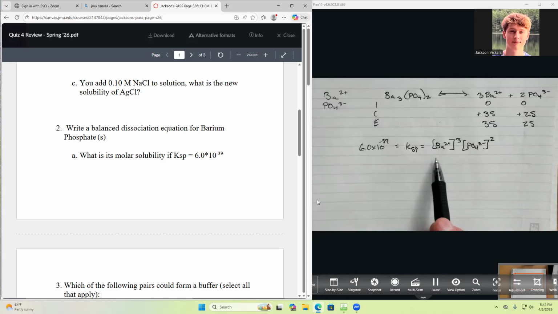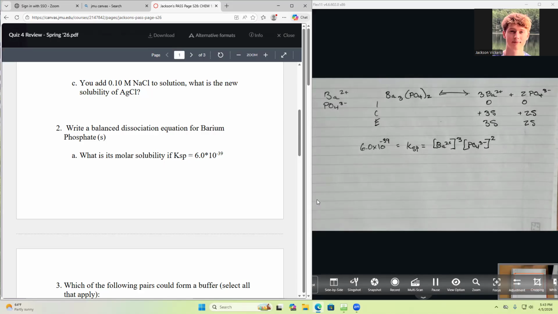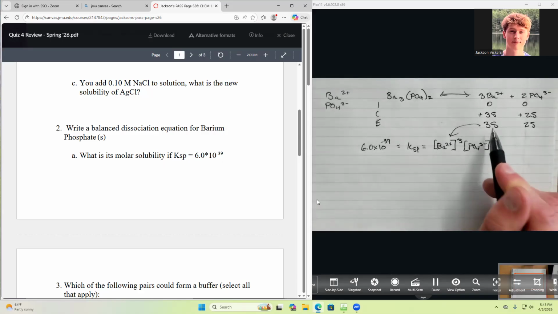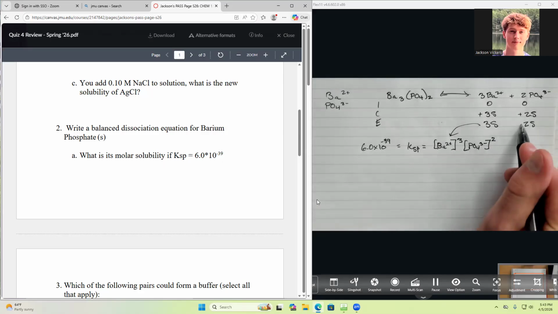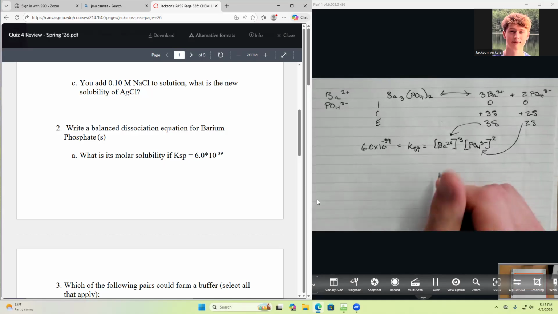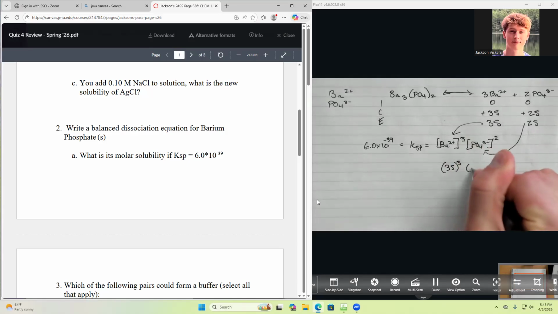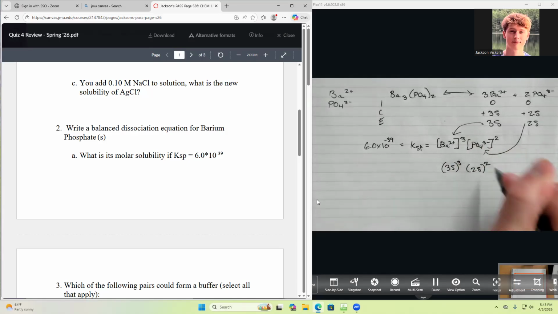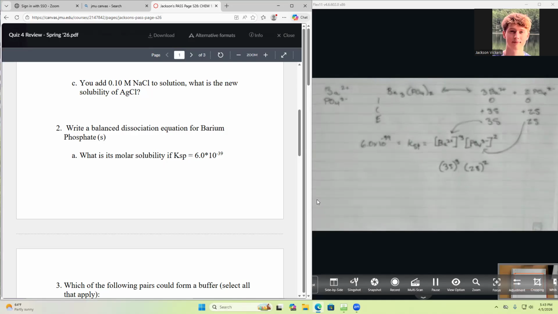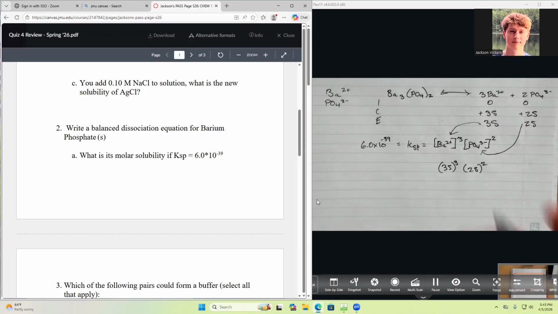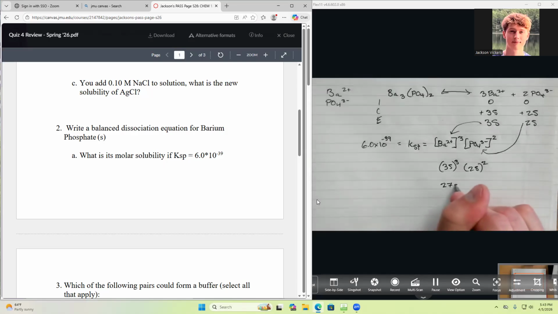And Ksp we set up like we've been doing K expressions for like 2 months now. And so the 3s is our equilibrium part. So that's obviously going to go into these brackets. And so we're going to have 3s cubed times 2s squared. And this is where I make the mistake almost every semester. 3 to the power of 3 is 27, not 9. So it's 27s cubed times 4s squared. 27 times 4 is 108.